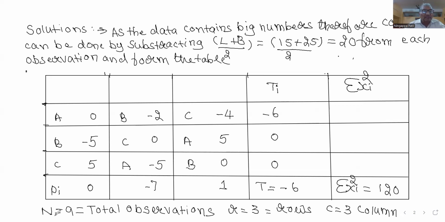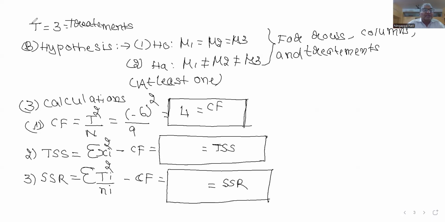Now, N, the total observations. Look here, there are 1, 2, 3 groups, and the 3 readings, 1, 2, 3. 3 into 3 is 9. Total observations are 9. And rows: 1st row, 2nd row, 3rd row, so R is 3. And columns: 1st, 2nd, 3rd column, so C is 3. Next, T, the treatments: A, B, C, 3 treatments are there. T equals 3. Hypothesis we have to state.